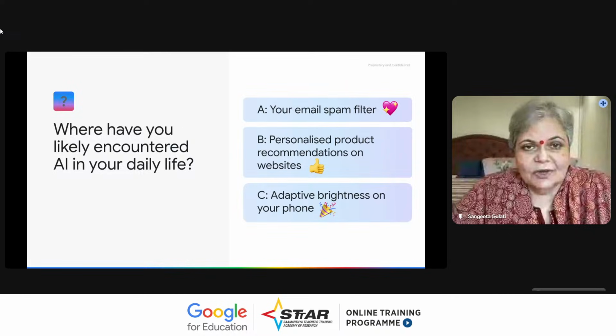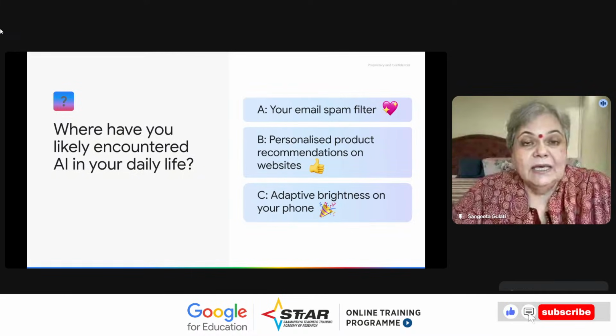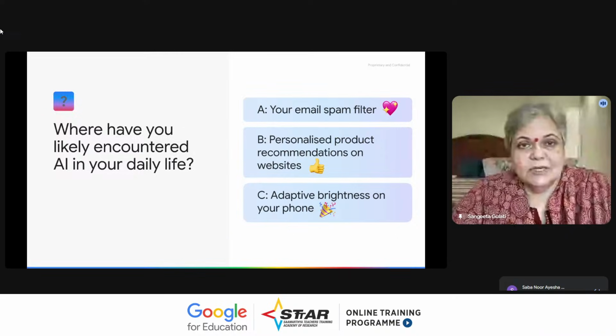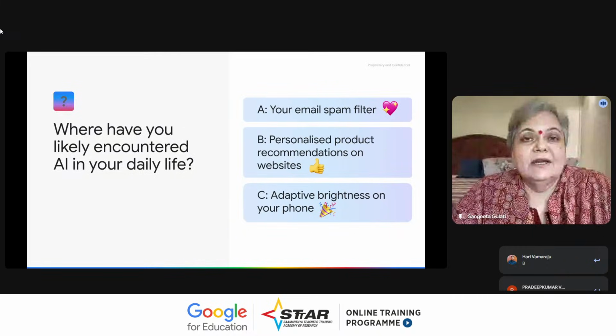Just the last question now. Between these three options, where do you think you have most likely encountered artificial intelligence in your daily life? So on a day-to-day basis, without you thinking about artificial intelligence, you are using artificial intelligence. So which of these three are the ways that you have already encountered AI?